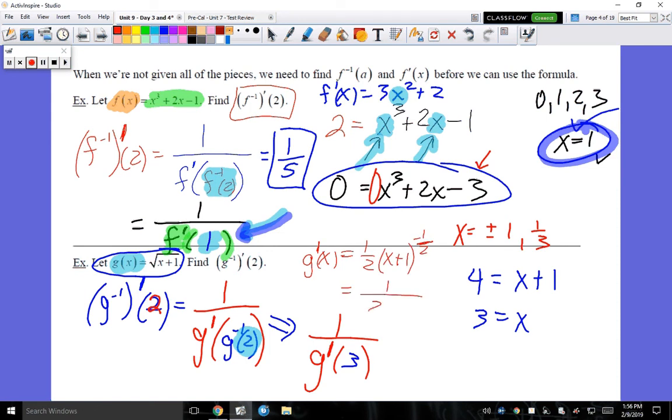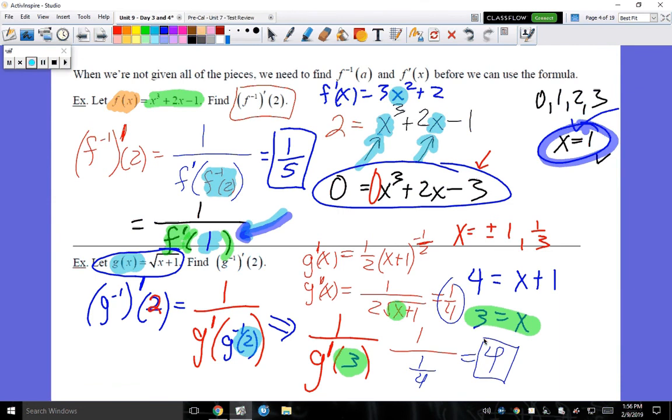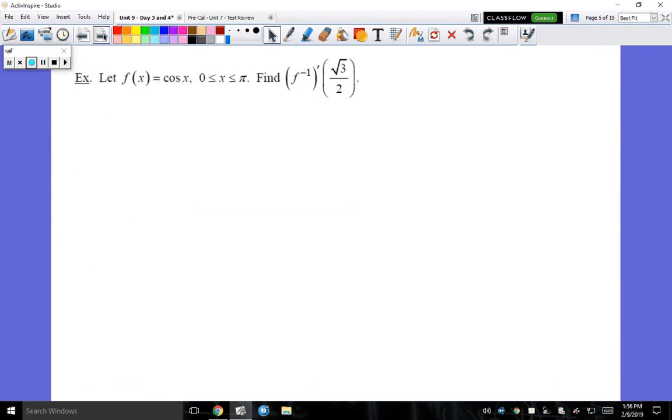So that's 1 over 2 square roots of x plus 1 without any negative powers. This is g prime of x. We are going to plug in this 3 value that we solved for over here, right here for x. And we get 3 plus 1 is 4, the square root is 2, so this is 1/4. So it's 1 over this 1/4, because again that last step is the reciprocal, so the answer would be 4. Alright, let's do one more example.